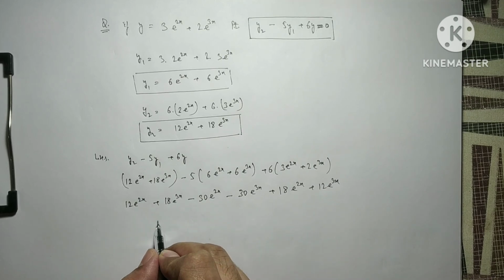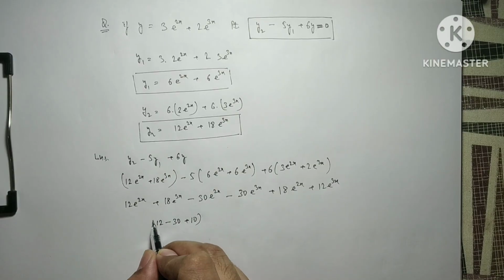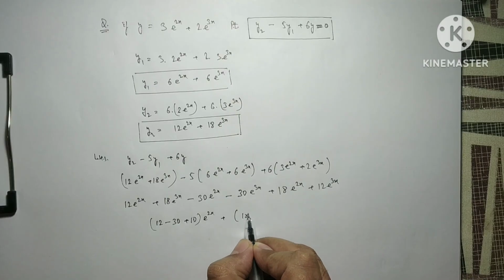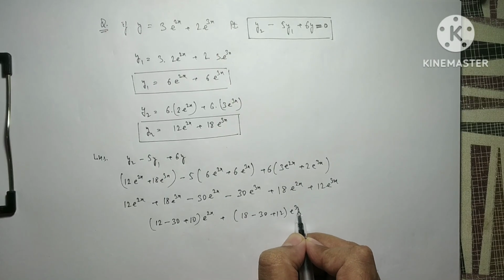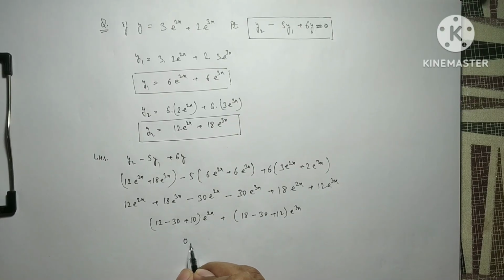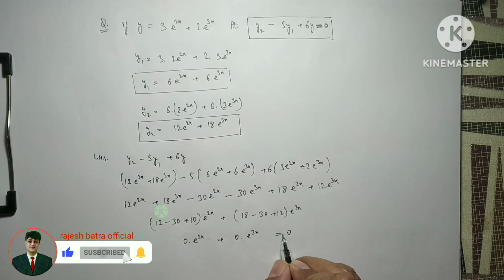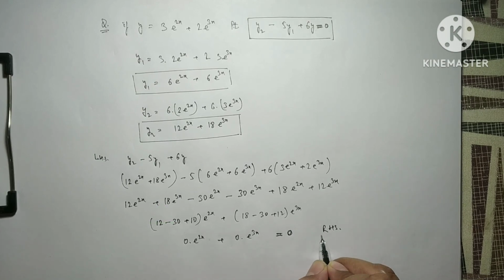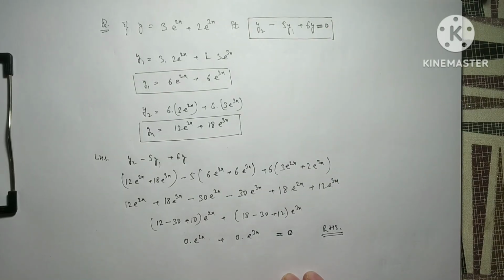So you get 12 minus 30 plus 18 e raised to power 2x. Again 18 minus 30 plus 12 e raised to power 3x. So it is 0 and it is again 0. So the answer is 0. So this is the right hand side. So hence proved, this equals 0. So this is the method.